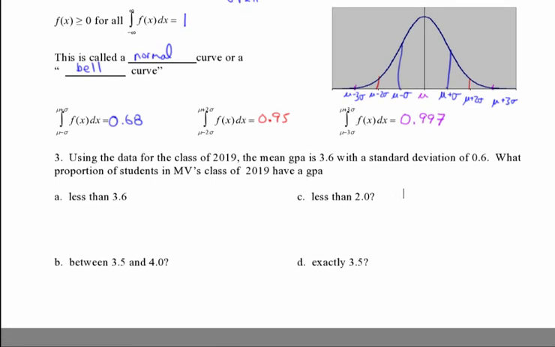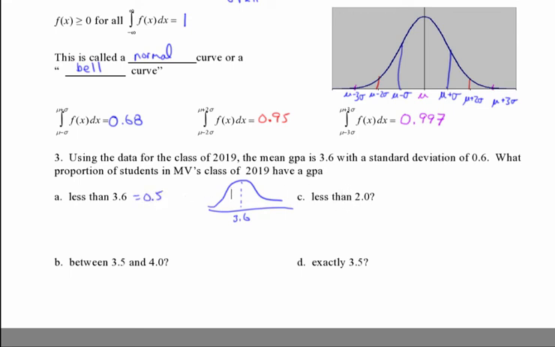Using the data for the class of 2019, the mean GPA is 3.6 with a standard deviation of 0.6. What proportion of the students in MV's class of 2019 have a GPA of these following ones? Let's go ahead and draw a quick sketch. This value right there is our mean, 3.6. So how much is less than 3.6? Well, that's exactly half because of symmetry.